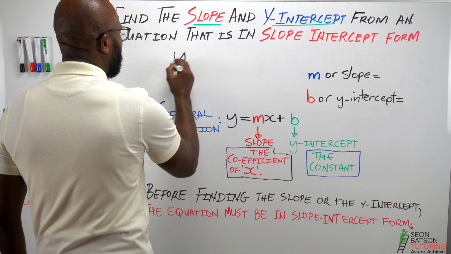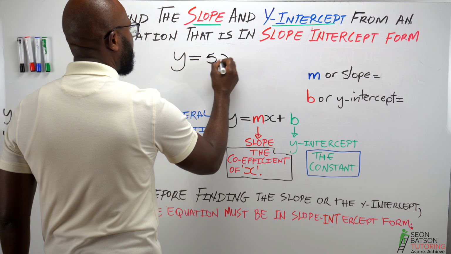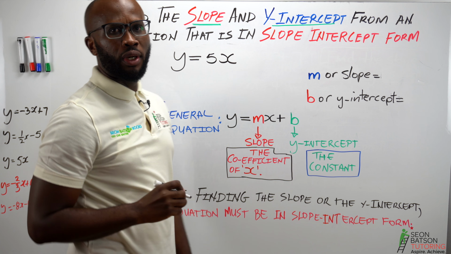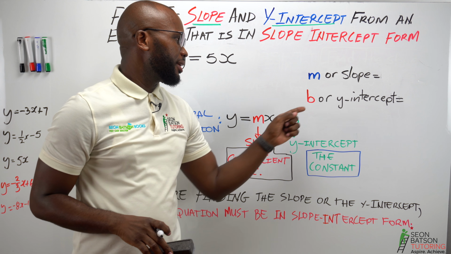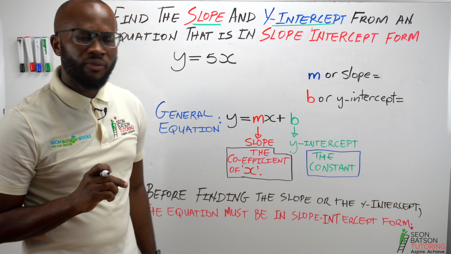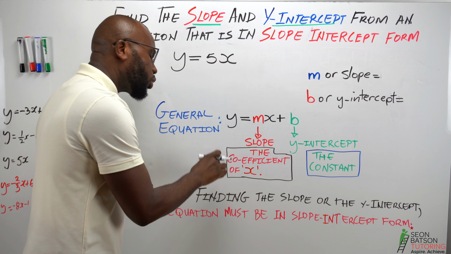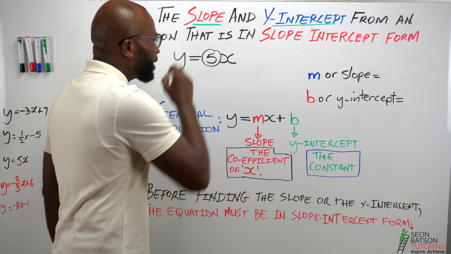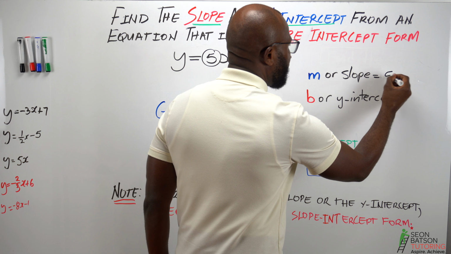Here is a very interesting one here. Let's say we have y is equal to 5x. Again, we want to find m, or the slope, and b, or the y-intercept. Let us find the slope first. We said the slope will be, and always will be, the coefficient of the x. In this example, the coefficient of the x is 5. So m, or the slope, is 5.